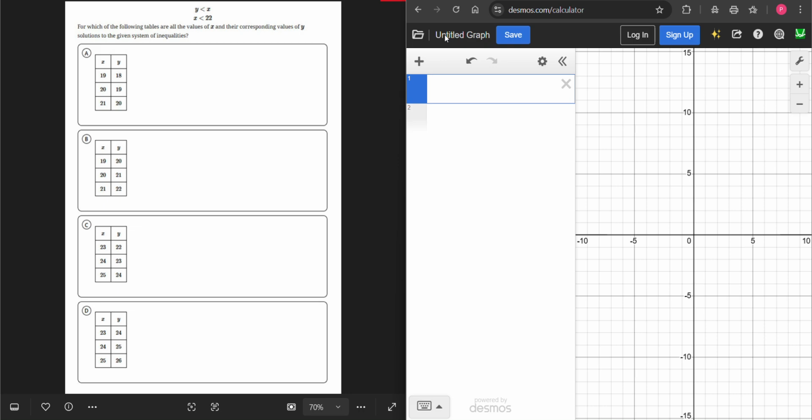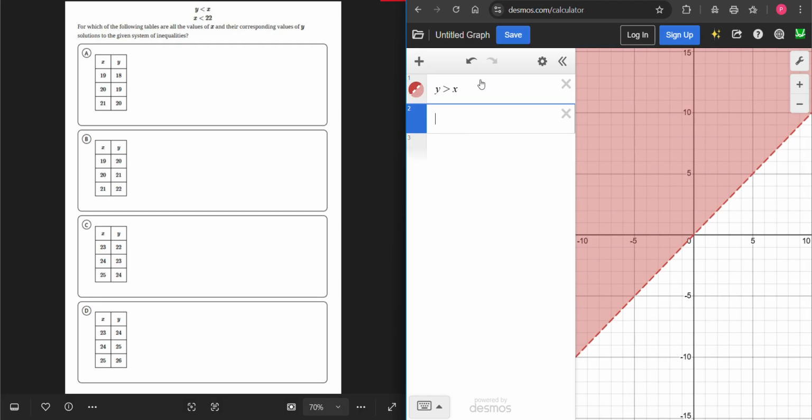Hello. So we have run into another inequality function question. How do we solve this with the help of Desmos? Let's get on to that. First, we put in the conditions as they are from the question.